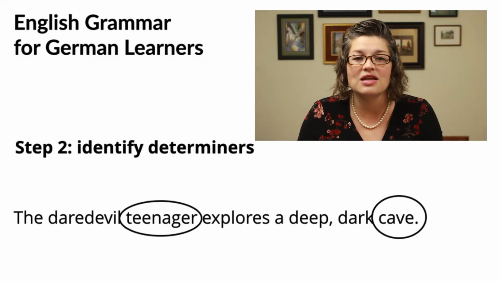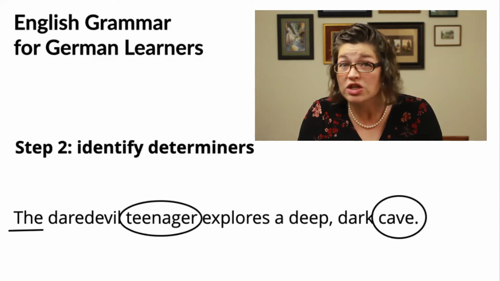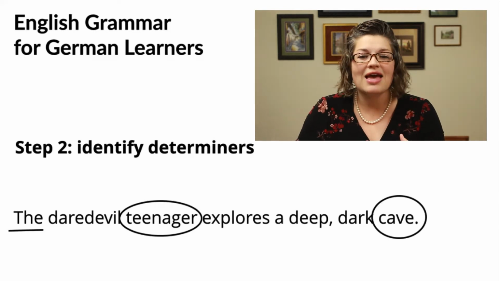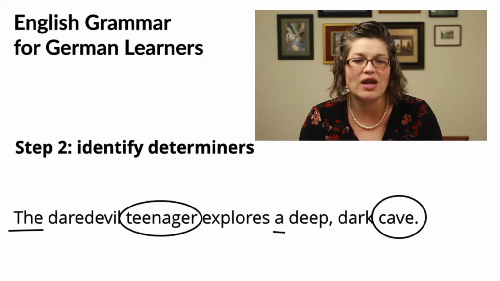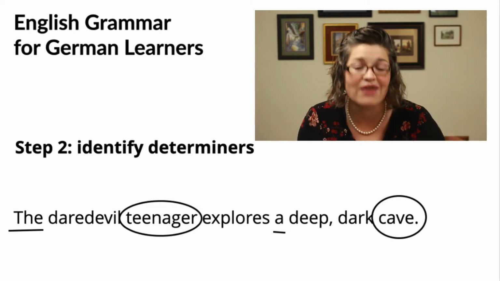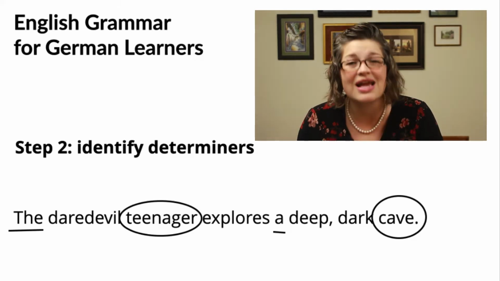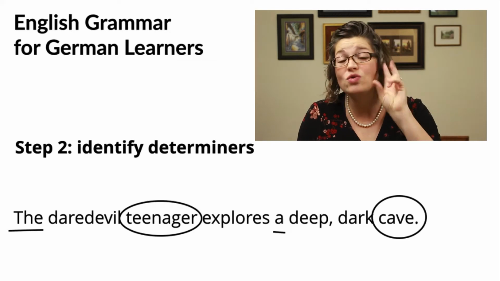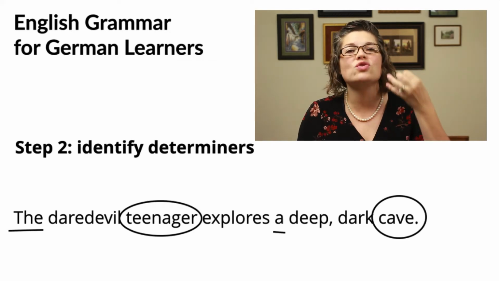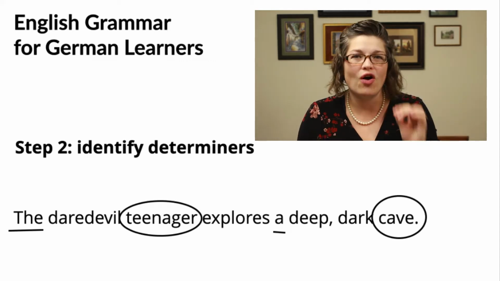So in this sentence, we have the determiner the telling us which teenager we're talking about, and telling us which cave we're talking about, or how many caves, right? It's just a cave, not 100 caves. All right, so these are determiners, and this is important to understand because determiners in German are one of the two types of words that are going to habitually take these tiny little changes called declensions.